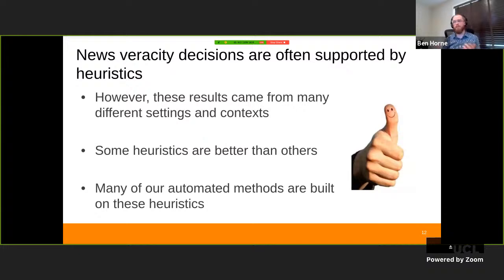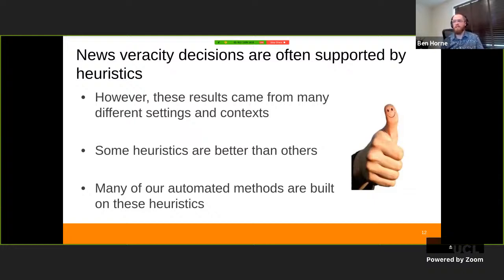So as I just told you, news veracity decisions are often supported by heuristics or mental shortcuts. And there are many, many different results in this area. However, these results came from many different settings and contexts. For example, some of them are simply talking about when I select news or when I decide to read it. Some are actually talking about when I evaluate the news credibility. Others are in various different settings, whether that's on Facebook, on Twitter, reading an individual news article, etc.